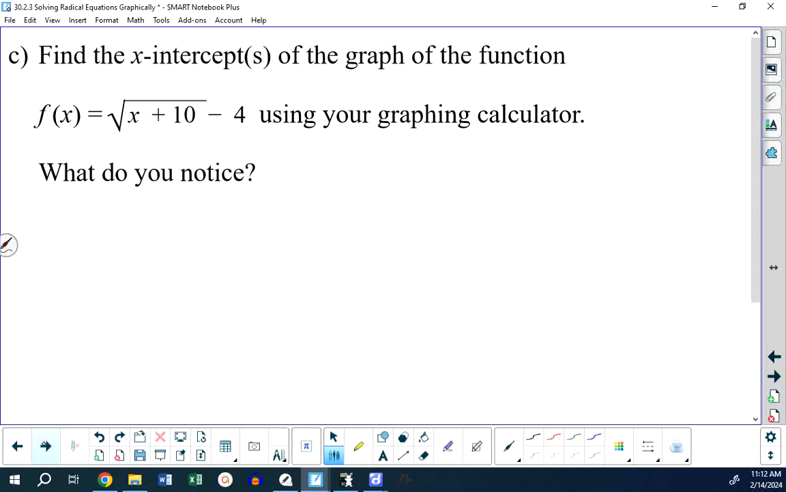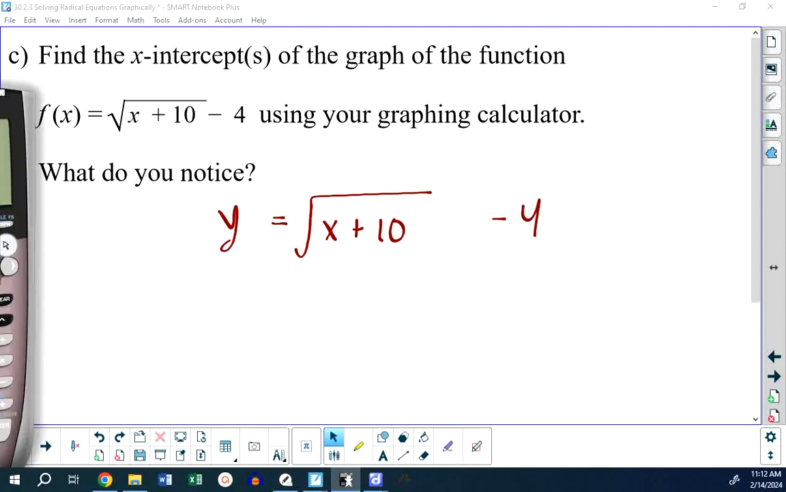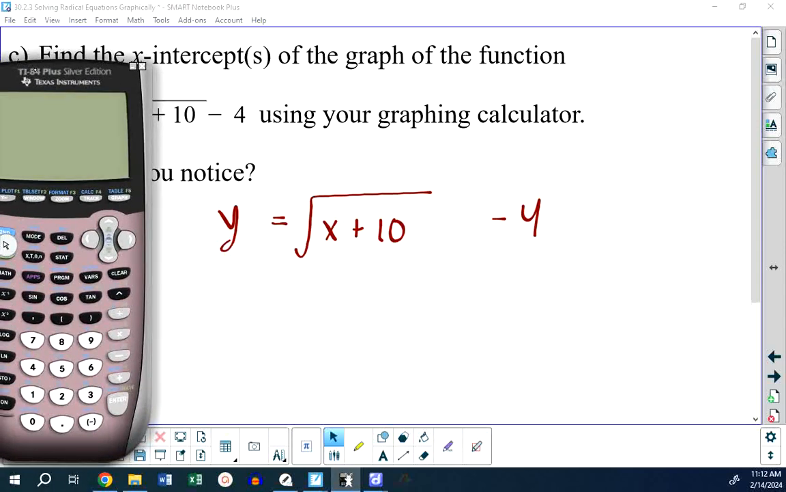Find the x-intercepts of the graph of this function. So we're graphing y is equal to the square root of x plus 10 minus 4, and we're asked to determine the x-intercepts of that function. So take a minute, go to y1 while I move my calculator onto this screen. Enter in the square root of x plus 10, then close your brackets on the argument for the square root, and then subtract 4. And I guess we can go zoom standard so that we're all looking at the same thing.